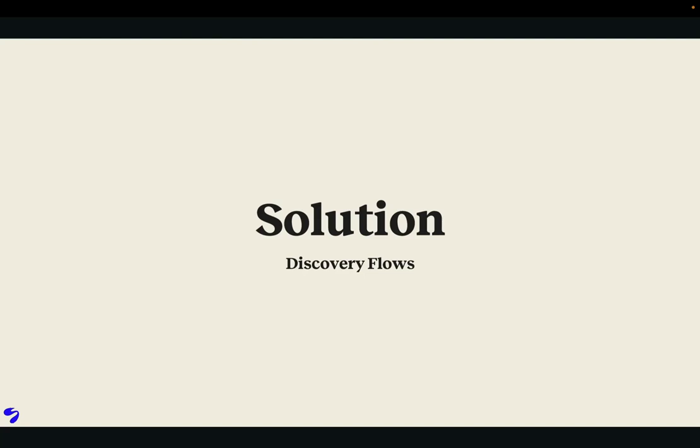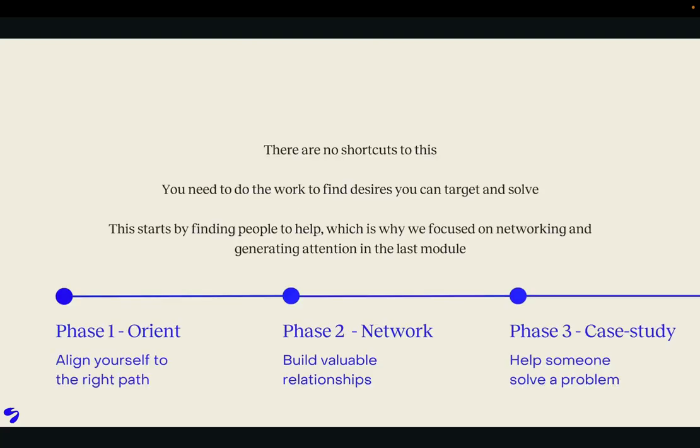Don't waste time trying to guess how to find these things and spending hours and hours on conversations. No, you can do this in 15, 20, 30, maybe an hour on a quick call, in a conversation in the DMs, in person. You can do this quickly and efficiently and find what you need and use it to help instead of wasting a ton of time doing it. There are no shortcuts to this. You need to do the work and find desires you can target and solve.